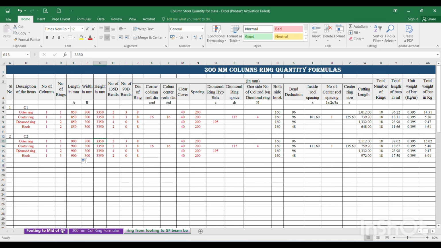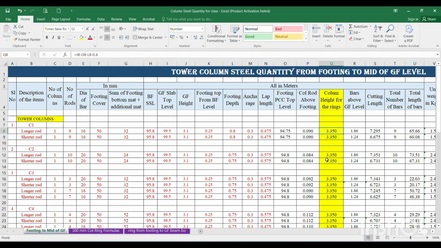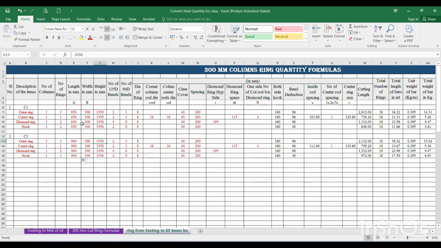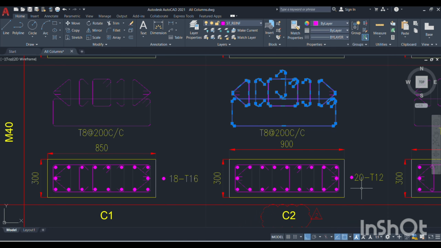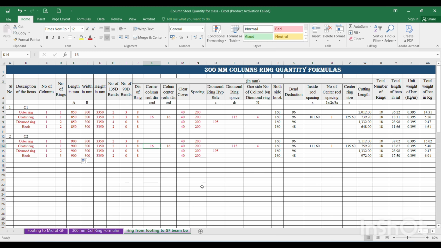Next, column height you have to check from the column main rod calculation, that is 3.35, put 3.35 in mm. Then the 135 degree bend and 95 degree bend are the same as C1, and dia 8 mm is the same. Here you see the corner column rod dia and center column rod dia were previously 16, and as per this column dia it is 20 numbers of 12 dia. Okay, then in this column both will be 12 dia.